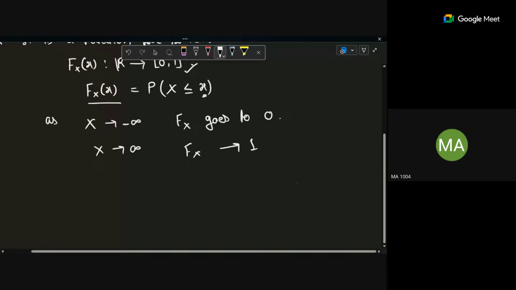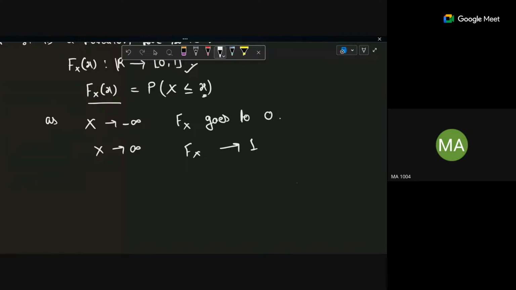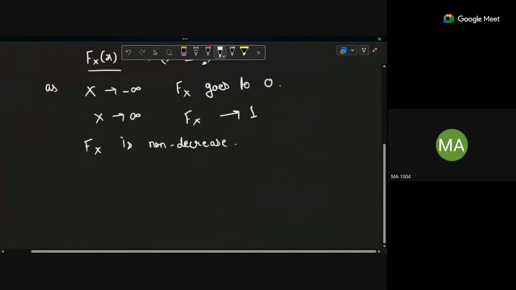And one special thing for this function is that it is always a non-decreasing function. F_X is a non-decreasing function. It will continue to increase, it will never go down. Why? Because we are adding probabilities, so it will never decrease. Fine. Okay.